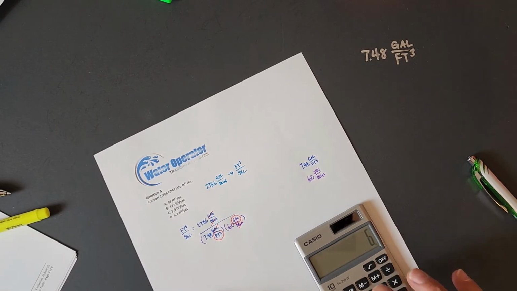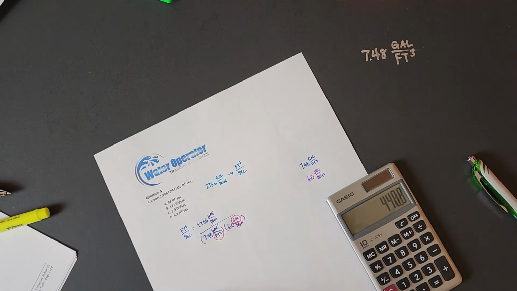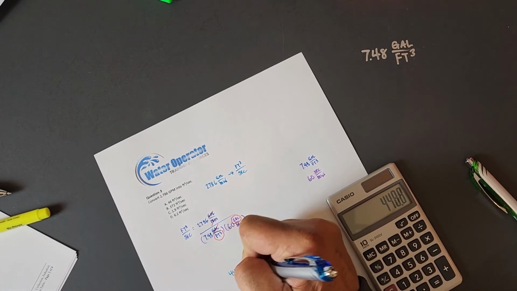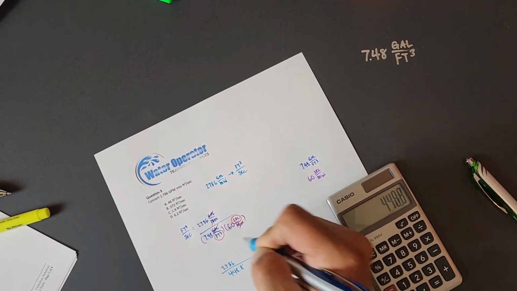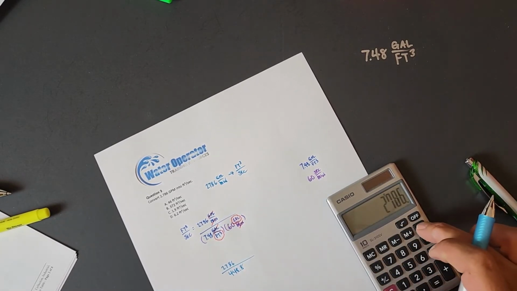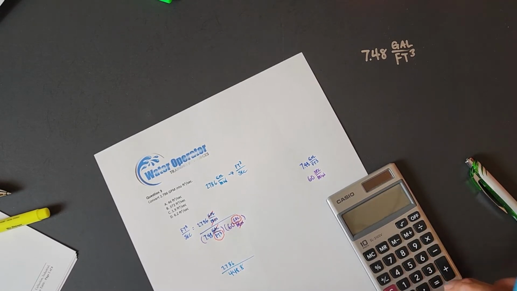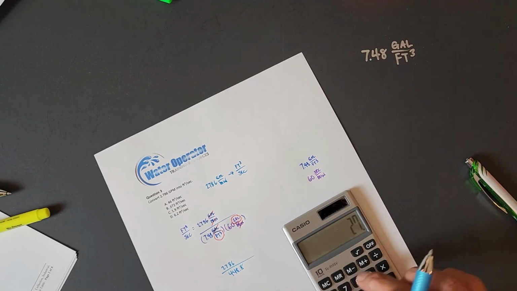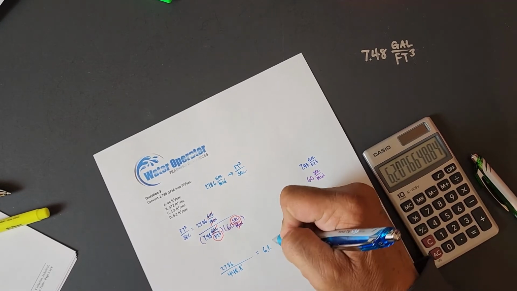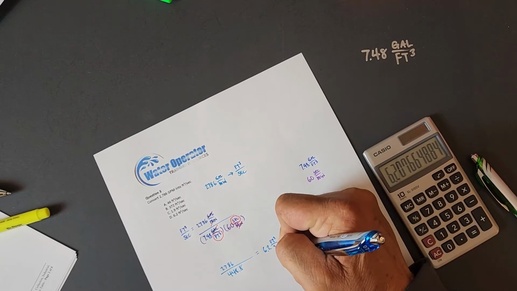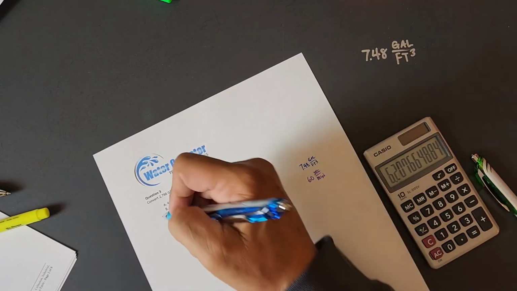7.48 multiplied by 60, and that equals 448.8. Up here we'll put 2786. 2786 divided by 448.8, and that's going to give me, let's try that again, 2786 divided by 448.8 equals 6.2 cubic feet per second. The correct answer is D.